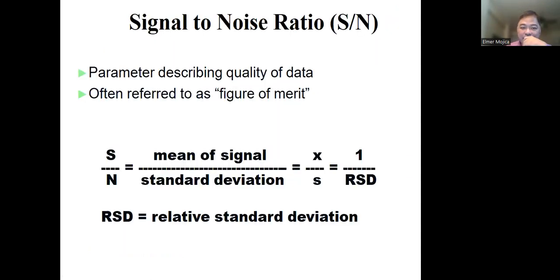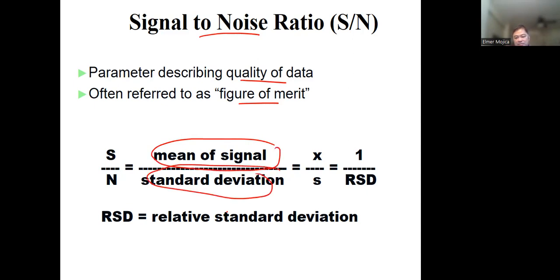How do you improve the so-called signal-to-noise ratio? Okay, kasi itong signal-to-noise ratio niyan, isang figure of merit. It's a parameter that describes the quality of data. And if you're going to look at the signal-to-noise, usually it's just mean of the signal over the standard deviation. So the higher the mean and the lower the standard deviation, the better is the signal to noise ratio. Okay?